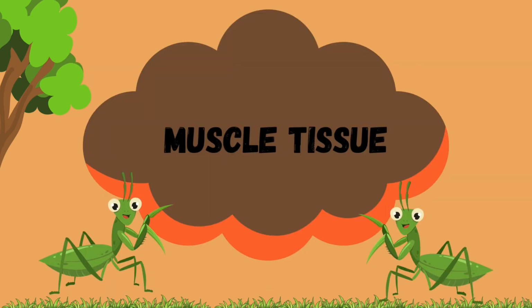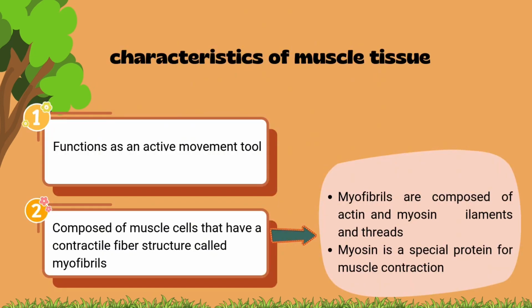The second, muscle tissue. Characteristics of muscle tissue. Number 1, functions for active movement. Number 2, composed of muscle cells that have a contractile fiber structure called myofibrils. Myofibrils are composed of actin and myosin filaments. Myosin is a special protein for muscle contraction.